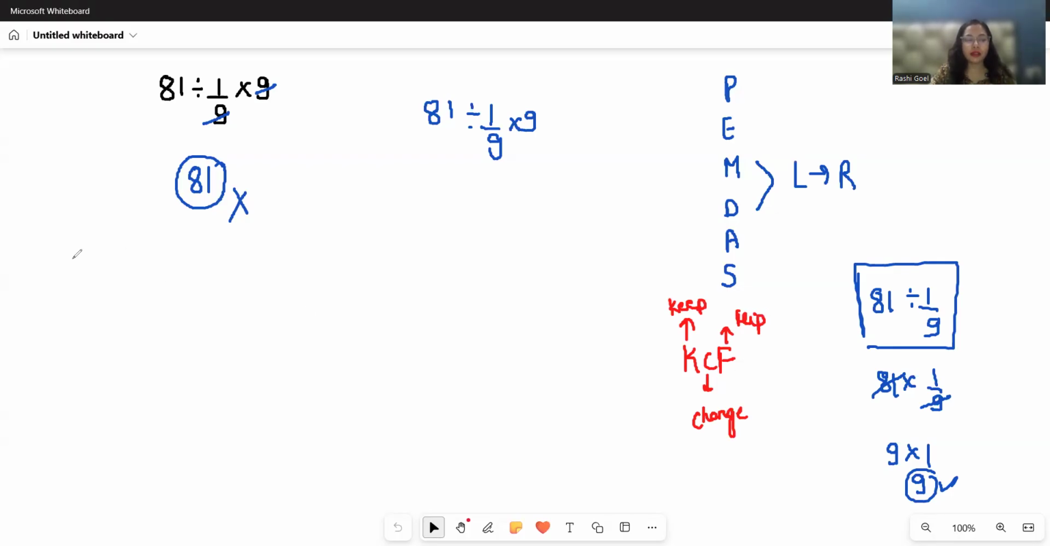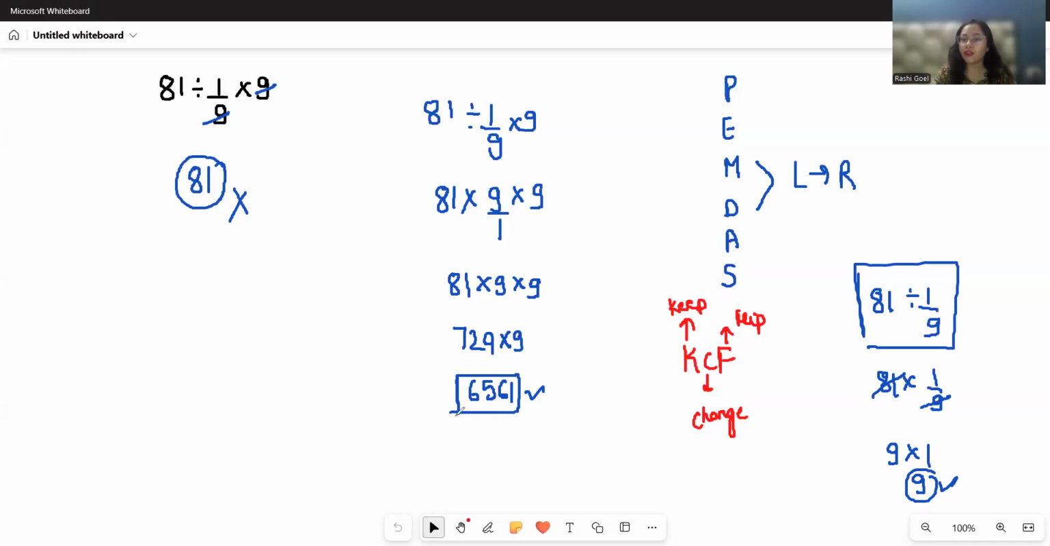Let's apply the rule to our given question. Keep the left hand, change the symbol from division to multiplication and flip the right hand. So it becomes 81 multiplied by 9 by 1 times 9. So what is 81 times 9 times 9? 81 times 9 is 729, times 9, which is equal to 6561. So what is the correct answer? 6561, not 81. I hope you learned something new, and when multiplication is given, what to do, and when division is given, how to solve. That is clear. So stay tuned and you will find it very useful.